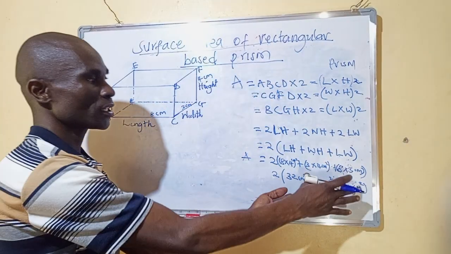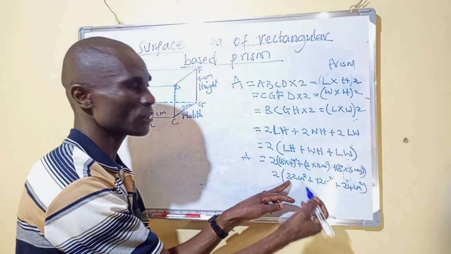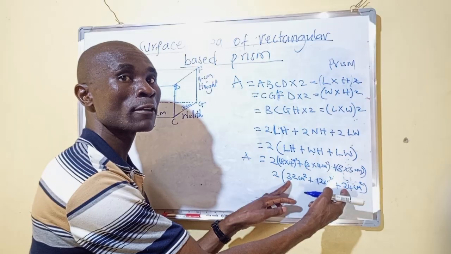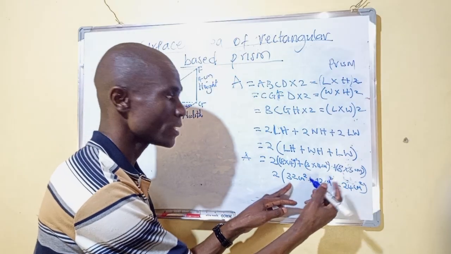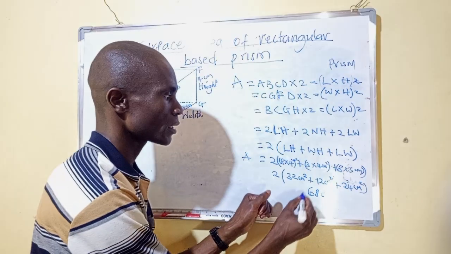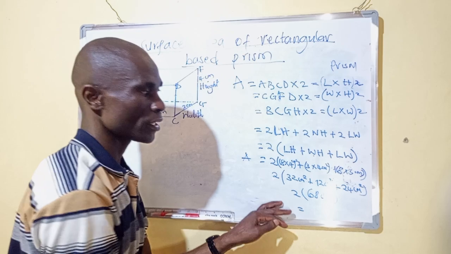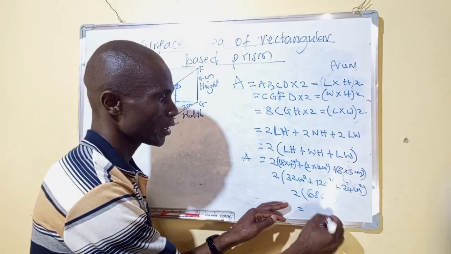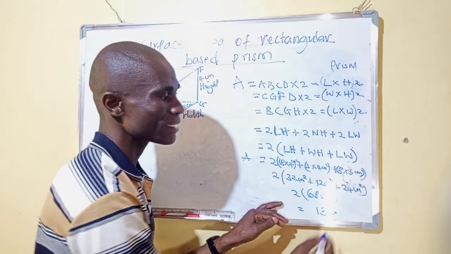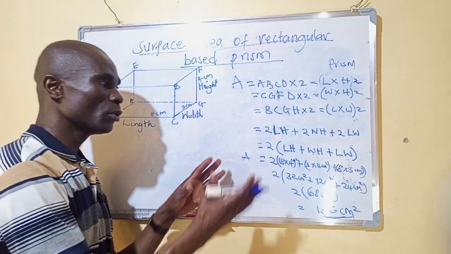Remember, we are getting this and doubling it. So 32 plus 12 gives us 44. 44 added to 24 gives you 68. So we have 68 square centimeters. But remember, we are doubling. So what shall we get? You multiply that by 2, and you get 136 square centimeters. Guys, that is how you do it.